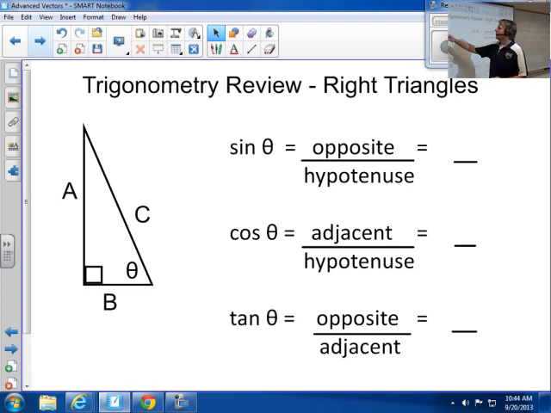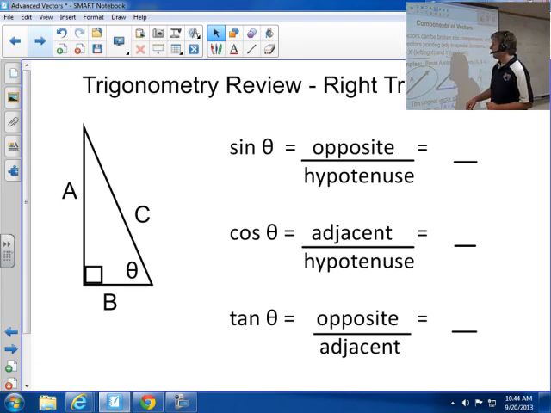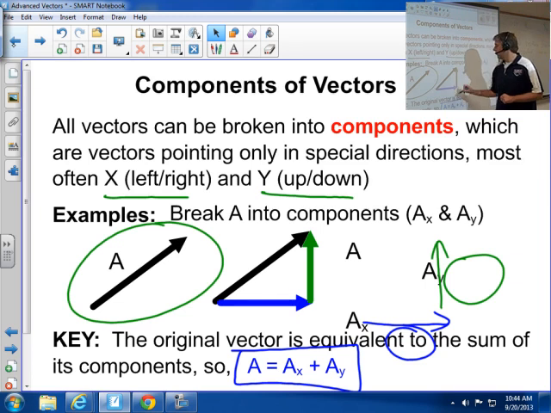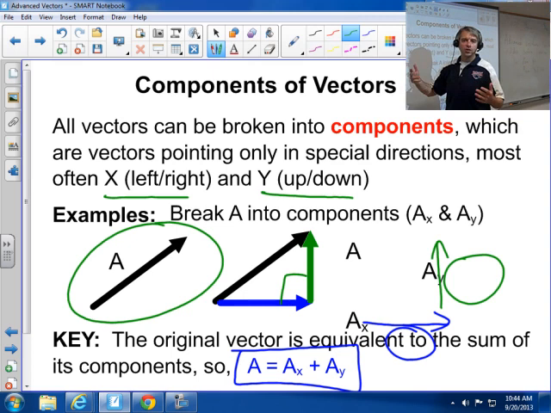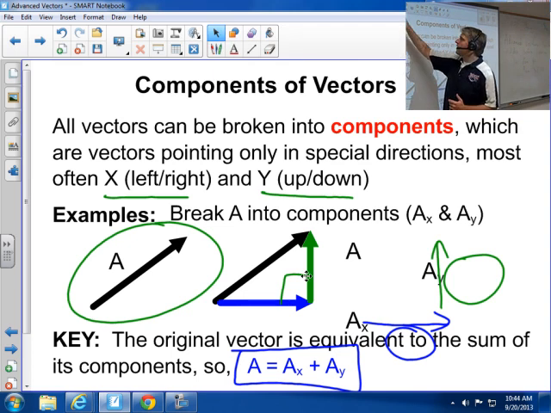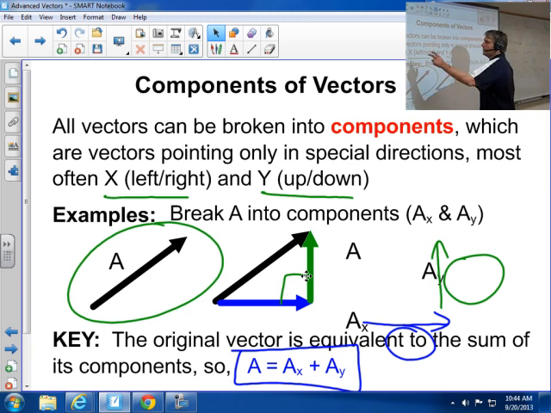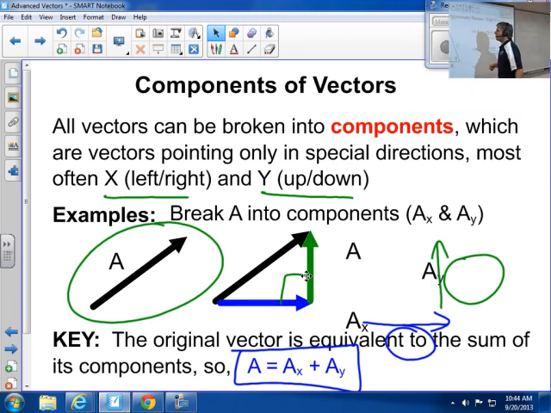Well, one thing I hope you've picked up on so far is every time I broke a vector into components, I formed a right triangle. For example, take a look right here. When I broke this vector A into components, I had a right triangle, and here was my right angle, my 90-degree angle. Well, we're going to have to understand a little bit of right triangle geometry in order to figure out how to come up with exact numbers for the components.